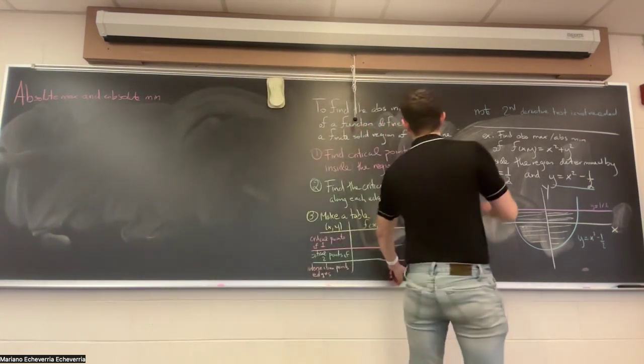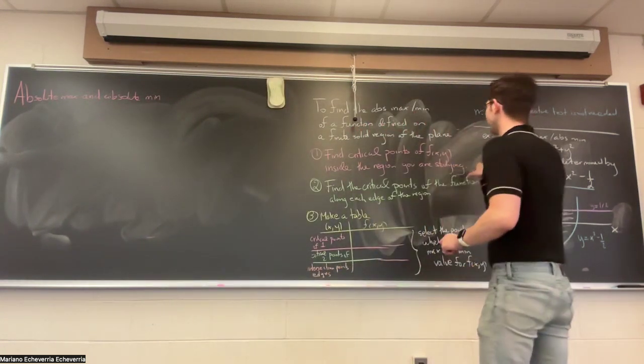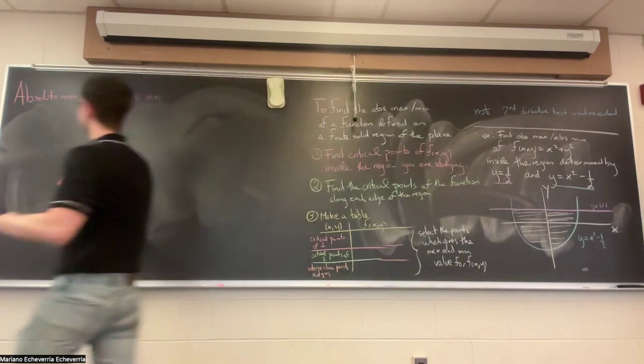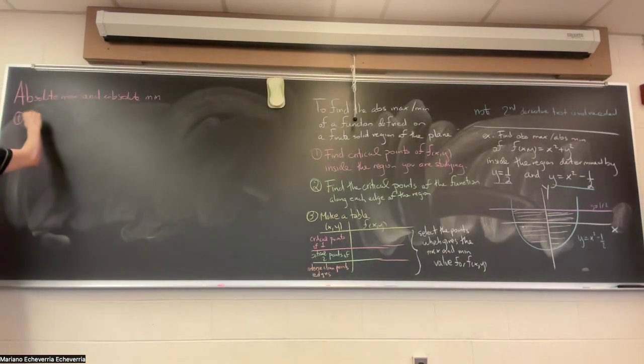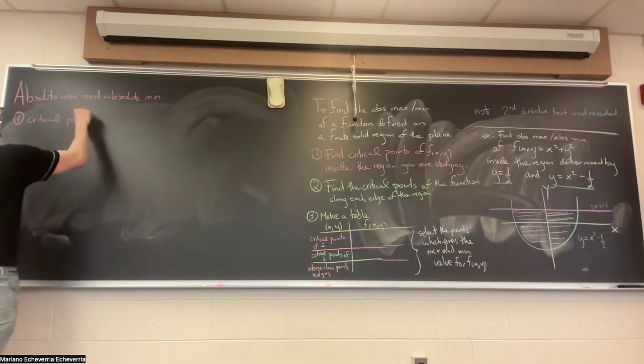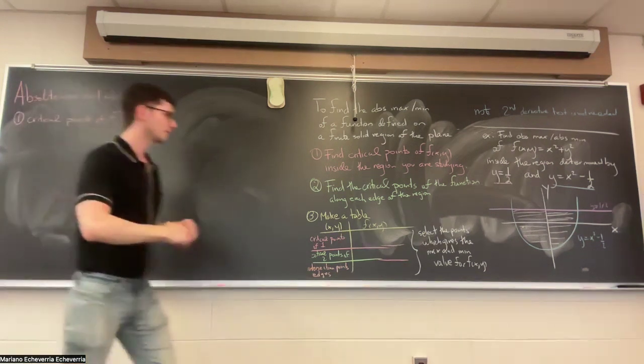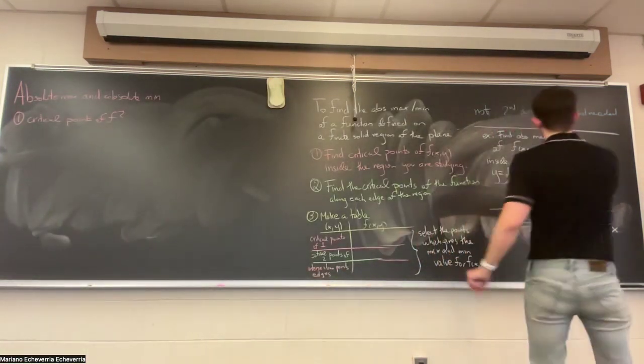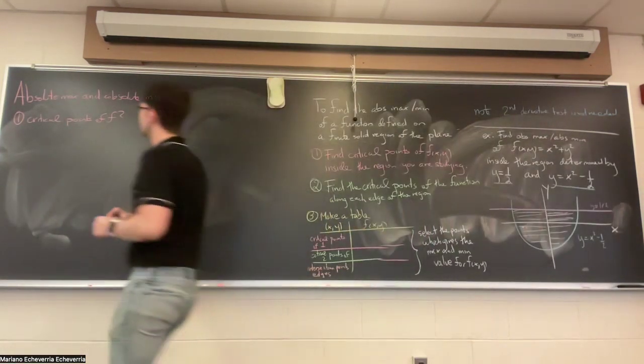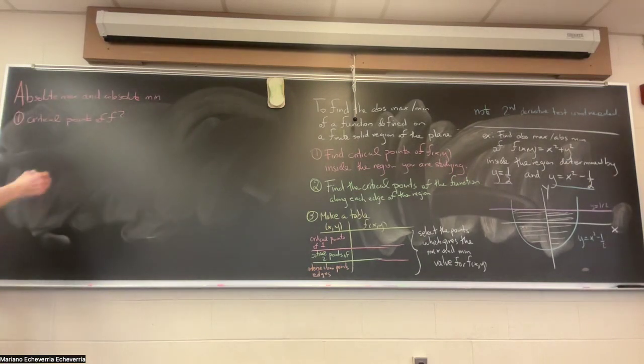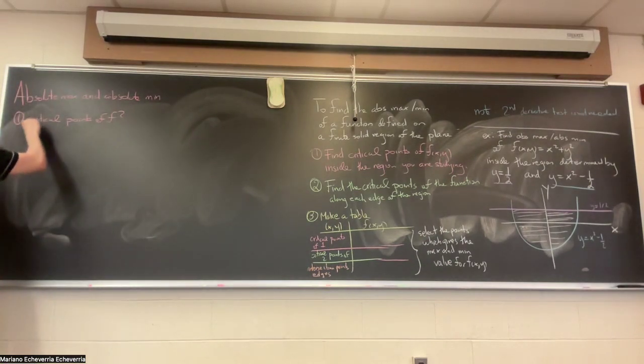So step one is the critical points of F inside the region. Let's just find the regular critical points. So what are the critical points of F? Remember, critical points require both partial derivatives to be zero. These functions typically are very easy because the problem is a bit long, so finding the critical point shouldn't be that hard.